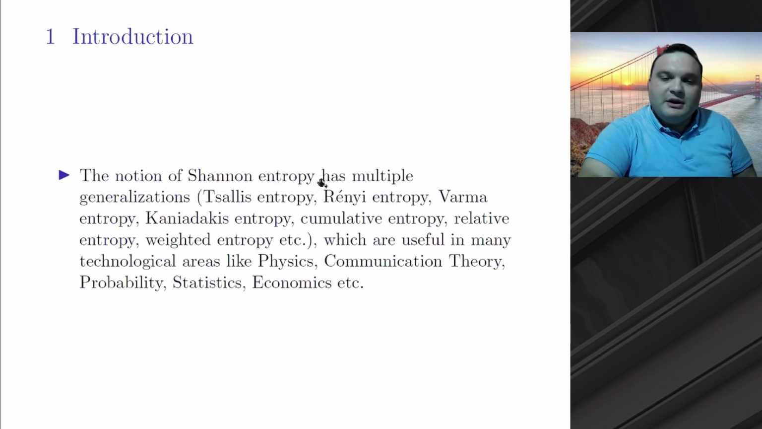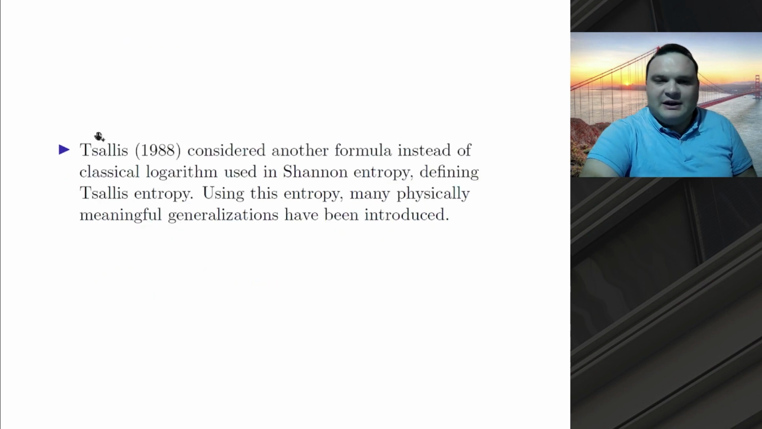There are many generalizations of Shannon entropy. For example, Tsallis entropy, Kaniadakis entropy, Renyi entropy, Varma entropy, etc., with applications in areas like physics, communication theory, probability statistics, and so on. Tsallis considered another formula in Shannon entropy instead of the classical logarithm, obtaining in this way Tsallis entropy. With this entropy, we obtain many applications, especially in physics.